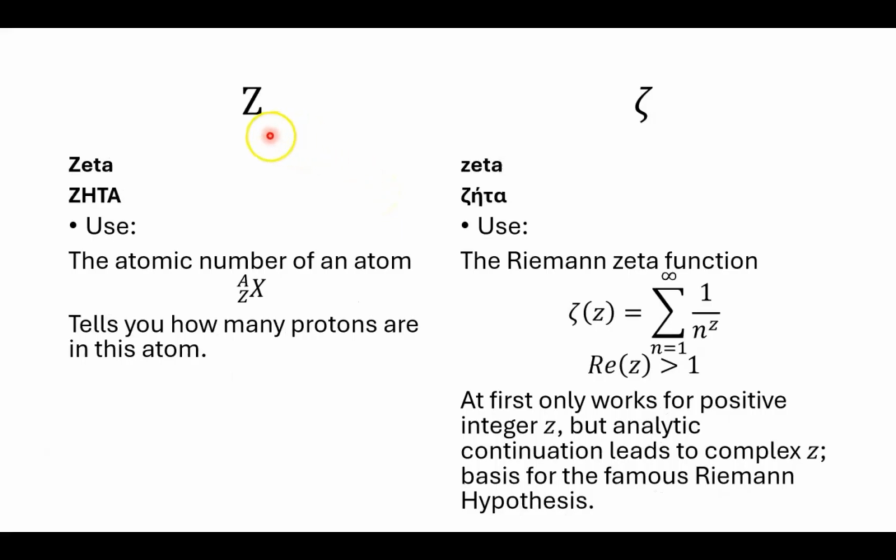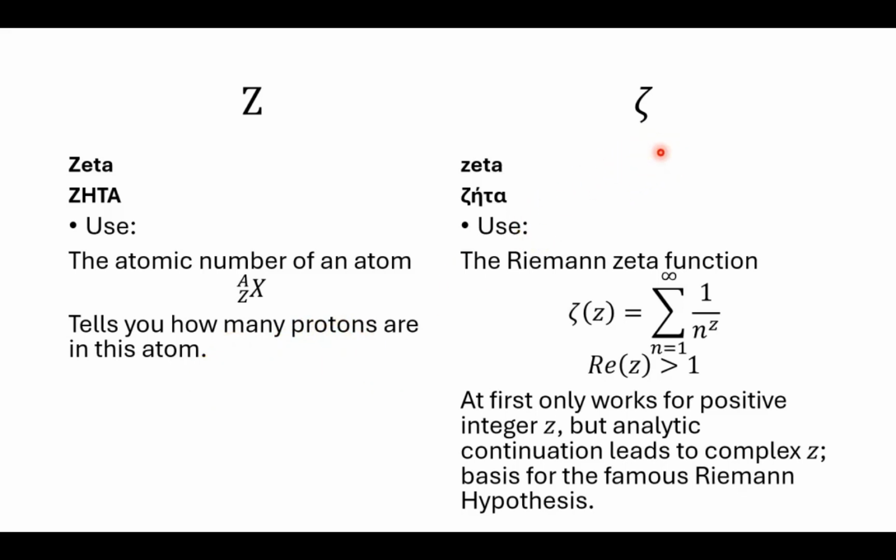The next letter is zeta. So it's only our start in the Greek alphabet, but now we are at our last English letters. The uppercase Z is the atomic number of an atom. For any atom with symbol X, the upper number A is the mass number, and the lower number Z is the atomic number. This tells you how many protons are in this atom.